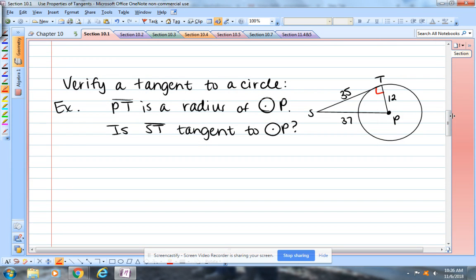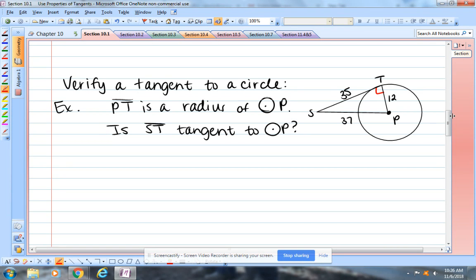So we have to verify that a line is tangent to a circle. They tell me that segment PT is a radius of circle P. Okay, so P is the center. Is segment ST tangent to circle P? You can't just look at it and say, well, it only looks like it's touching at point T, so it looks like a tangent. You can't say that. You have to verify it, using that theorem we just said.